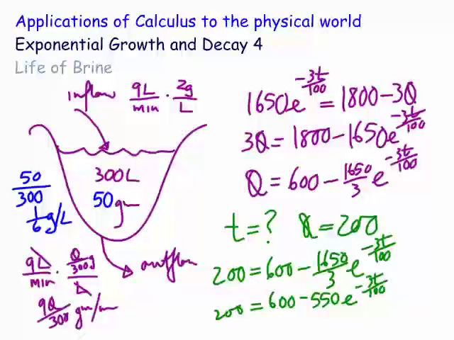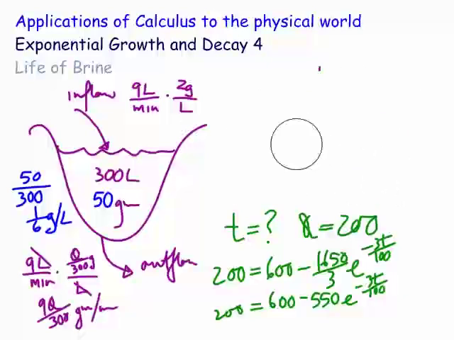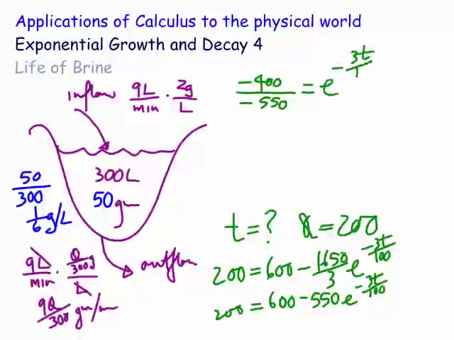How do we solve this? Obviously we put the 600 on the other side, so 200 minus 600 becomes minus 400. Let's divide by the minus 550 as well, and that is going to equal e to the minus 3t on 100. Now, obviously we're after the time. Minus 400 on 550 just turns into 8 on 11.